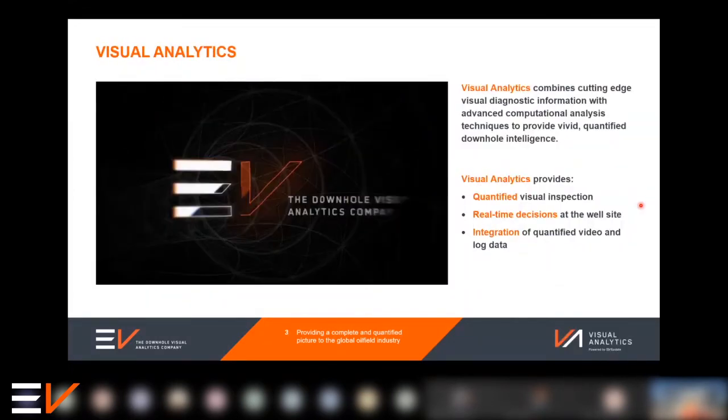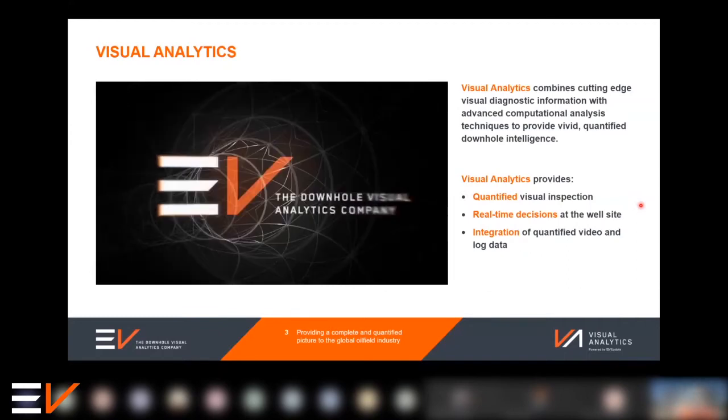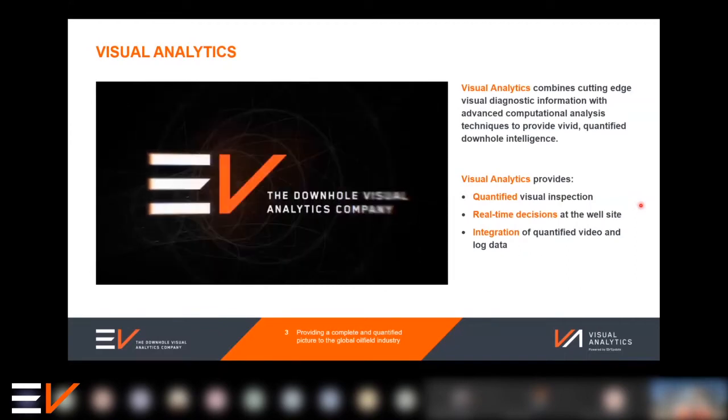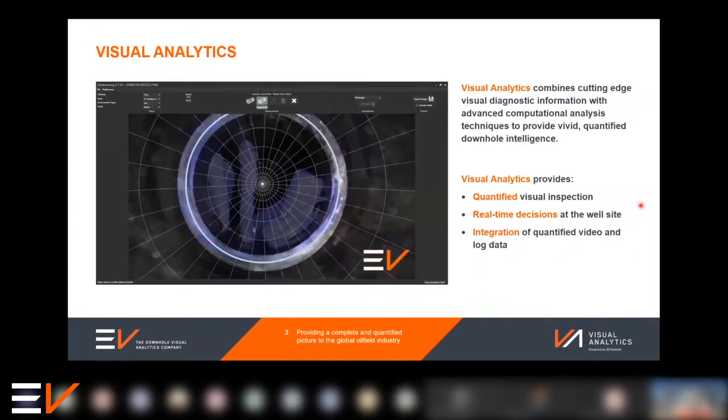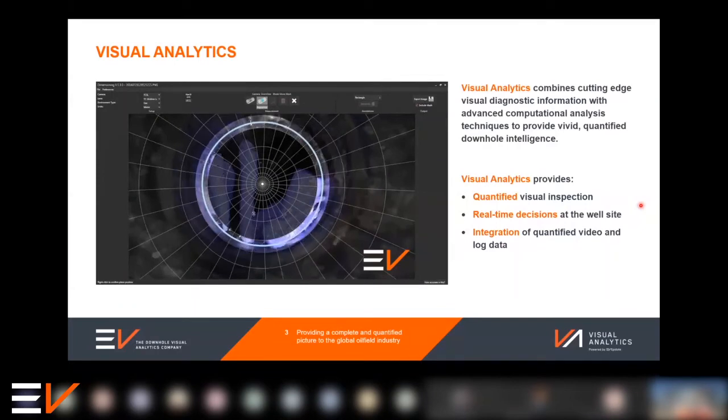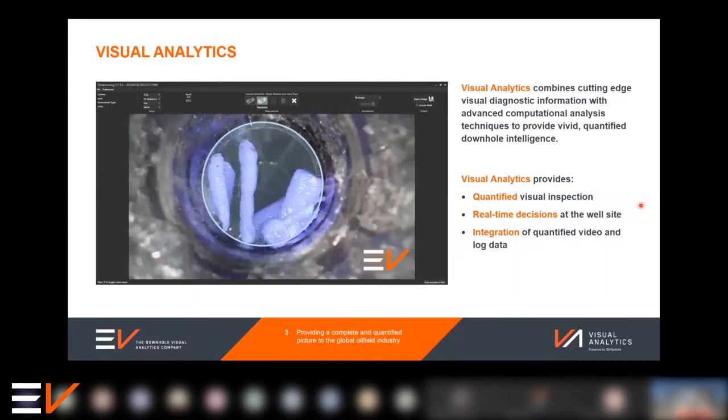So just to set the scene, I want to introduce visual analytics as a concept. And put simply, visual analytics means quantified vision. By mapping the way the overall optical systems that we deploy manipulate and capture the rays of light, we've been able to calculate a transform function to restore the true geometric properties of any object within the field of view. This enables us to take accurate measurements in situ at the well site of anything that we see.